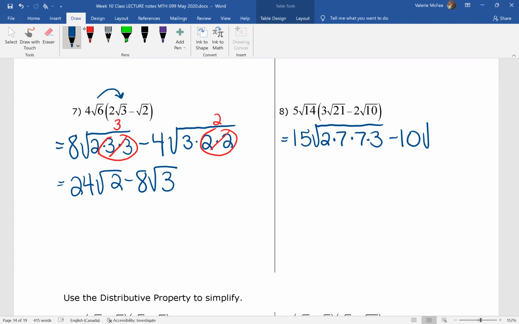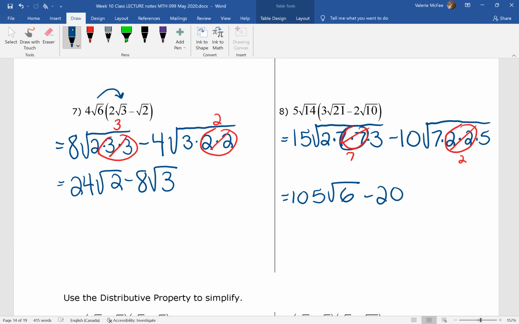Let's prime factor 14 and 10 because I see that 2 is going to be common. 14 is 7 times 2. 10 is 2 times 5. There are 2 factors of 7 that can come out. 2 factors of 2 that can come out. Oh, 15 times 7, I think that's 105, leaving the square root of 6. 2 times 10 minus 20 times the square root of 35.